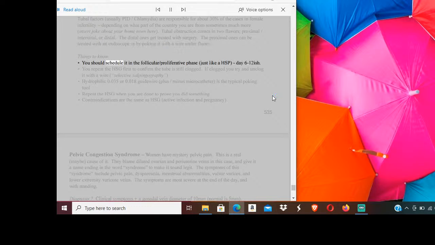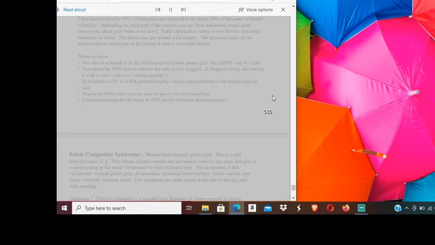Things to know: you should schedule it in the follicular/proliferative phase, thus like an HSG, day 6-12-ish. You repeat the HSG first to confirm the tube is still clogged. If clogged, you try and unclog it with a wire, selective salpingography. A hydrophilic 0.035 or 0.018 guide wire, plus a microcatheter, is the typical poking tool. Repeat the HSG when you are done to prove you did something. Contraindications are the same as HSG, active infection and pregnancy.